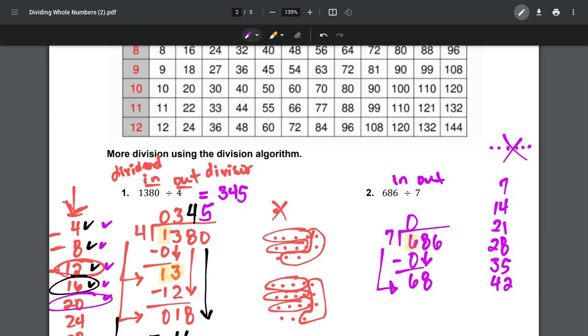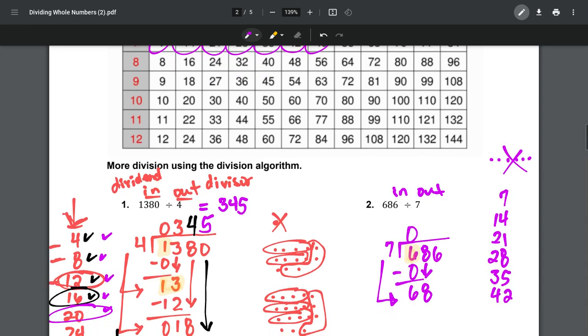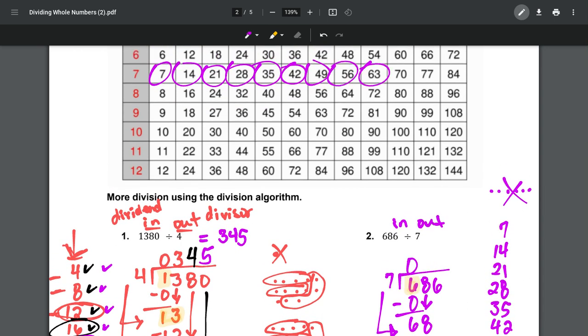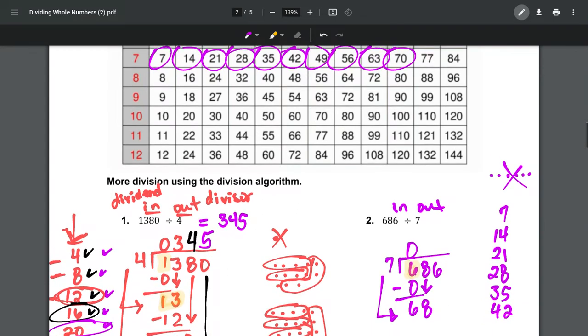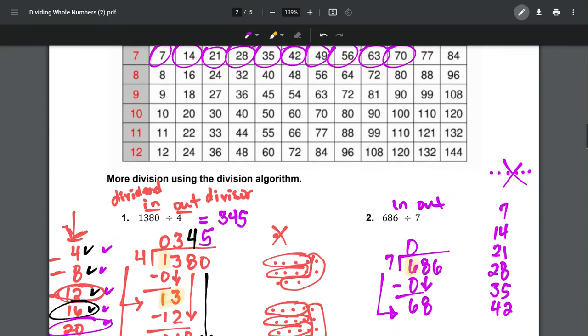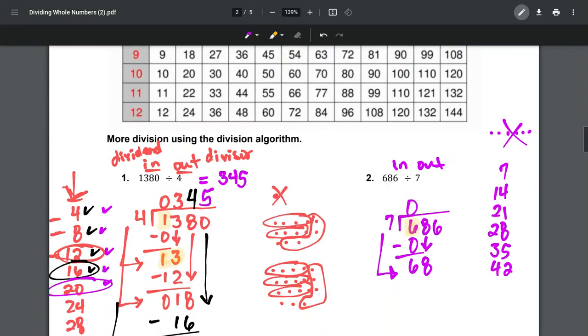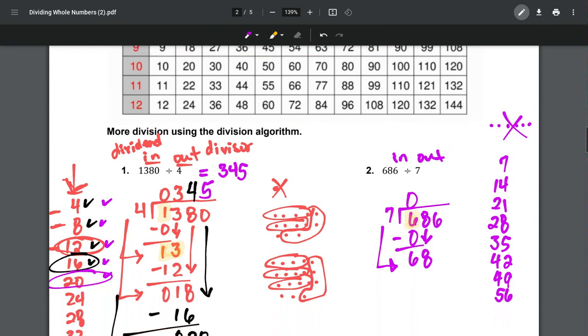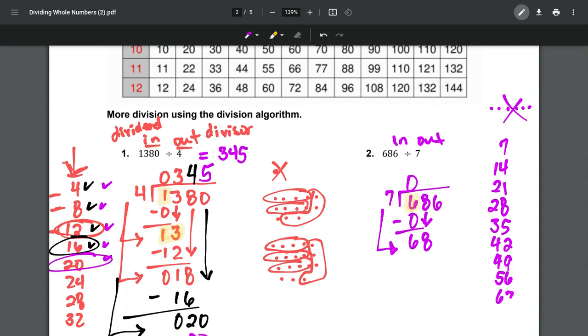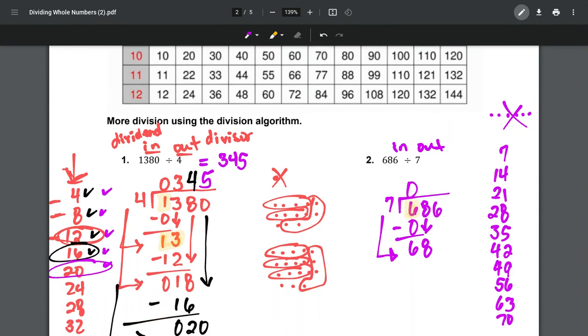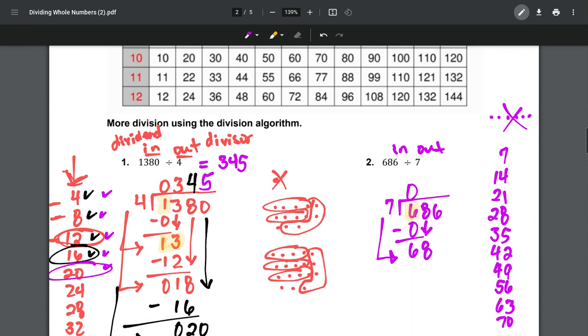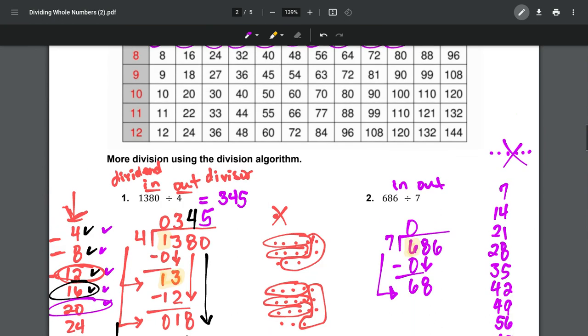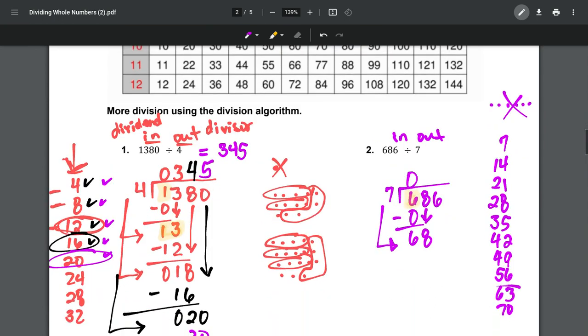How many groups of 7 can I get out of 68? Well, this is only at 42. So I'm going to have to keep going. 42, 49, 56. After 56 is 63. And then 70. All right, so I can see the closest I can get to 68 without going over is here.